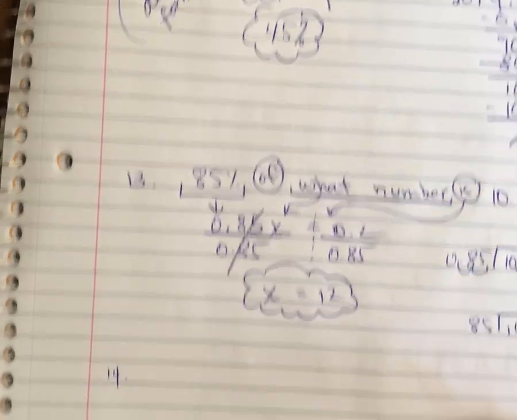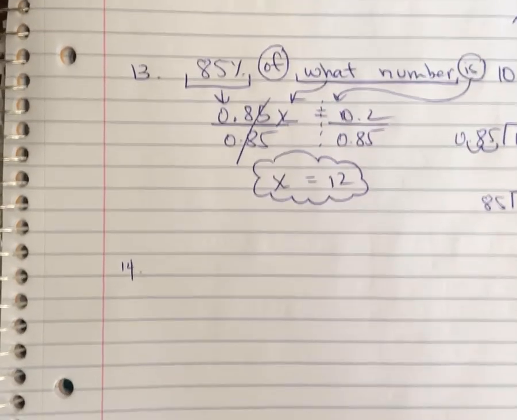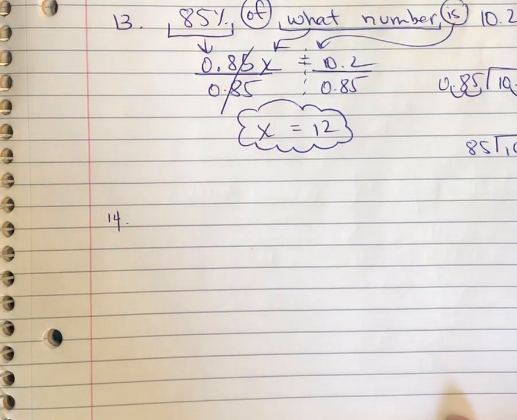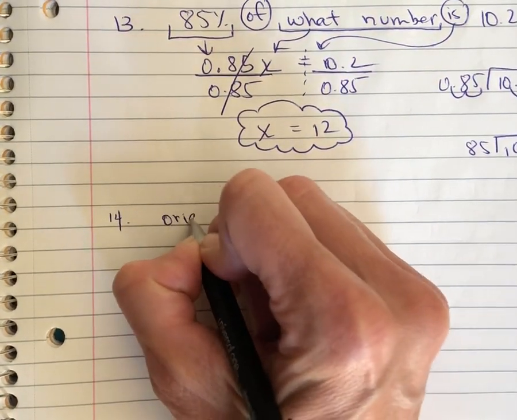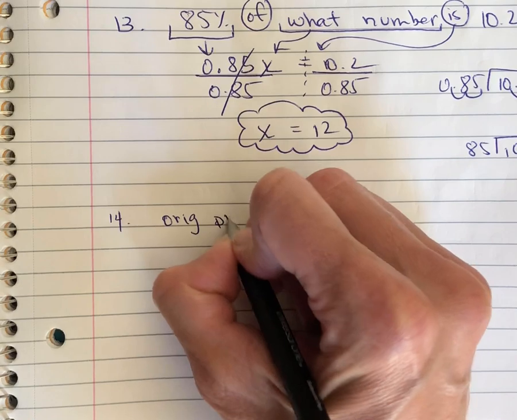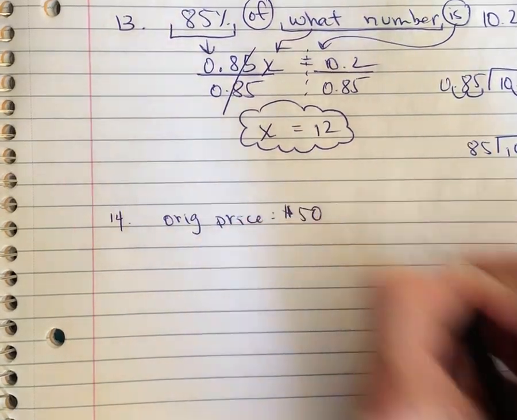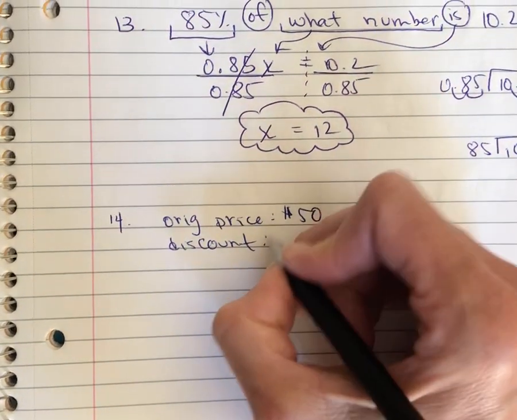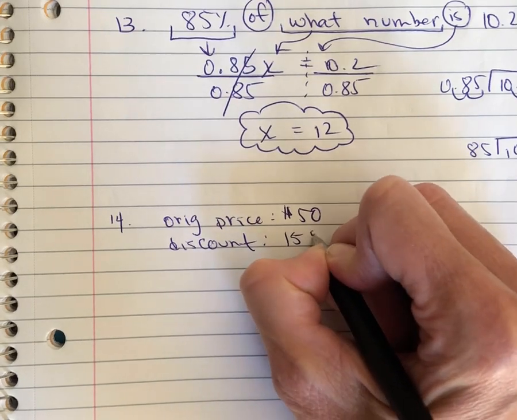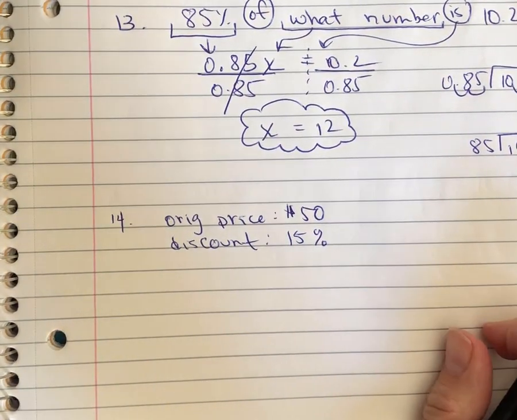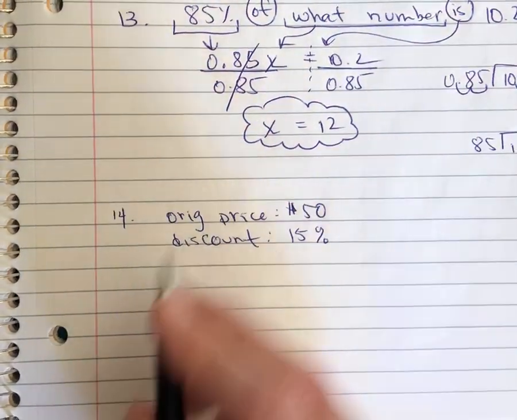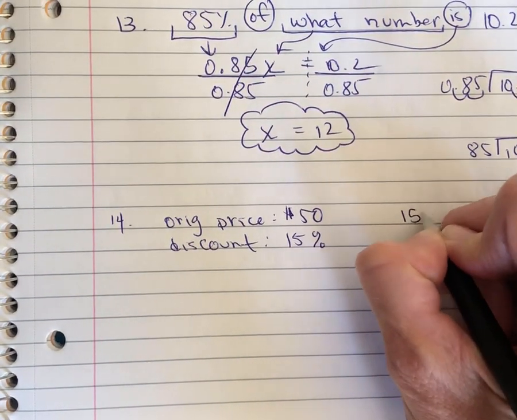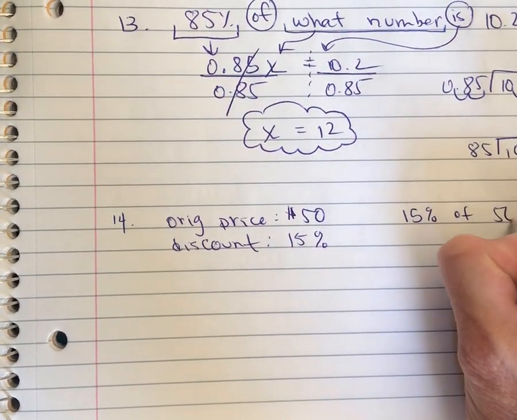14. Okay, let me move you down a little bit. There we go. All right, so we're gonna find the sale price. So on the number 14, the original price given is $50. I wonder what it was. Hopefully something good. The discount is 15%. It's not a very good discount. And we need to calculate the sale price, okay? So our first job is to find the dollar amount of the discount, okay?